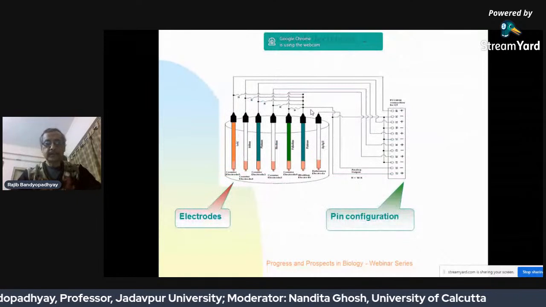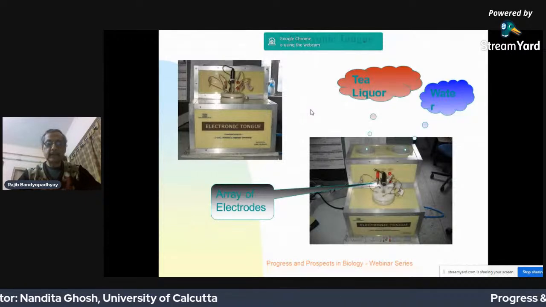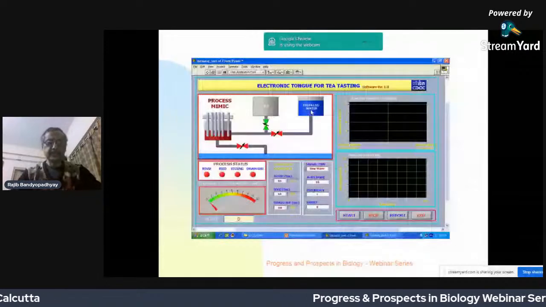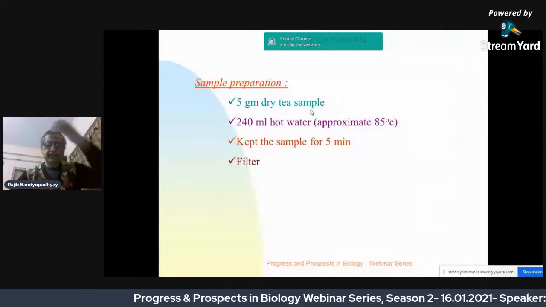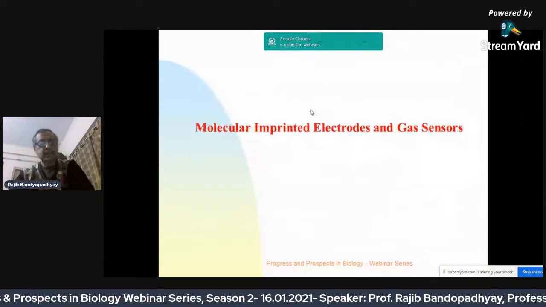Okay, so this is the prototype electronic tongue. All these electronic noses and electronic tongues have been commercialized by now. This is the GUI. And we have done many other results. I'm just skipping the results with this electronic tongue.